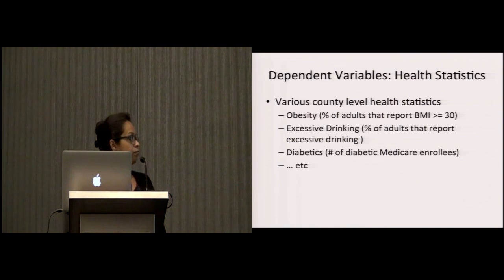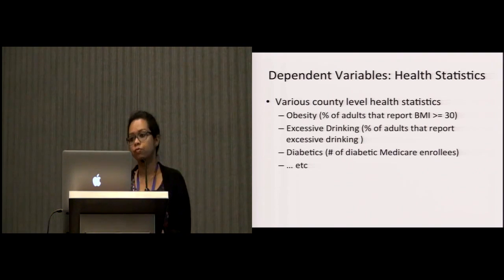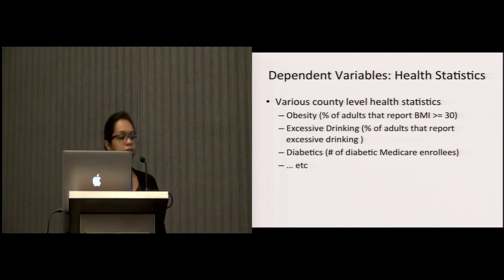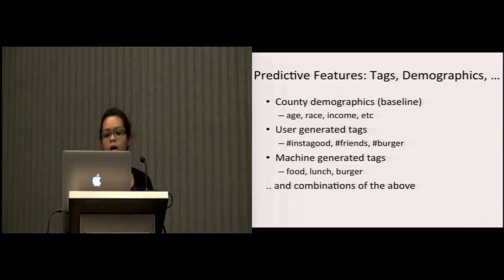So the dependent variables in the model were a variety of different health statistics at the county level, like obesity, drinking patterns, diabetes, and so forth. So for the purposes of this presentation, I'm going to talk about these three measures, and then I would recommend you to refer to the main paper for the other ones.